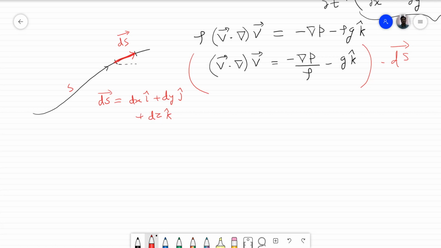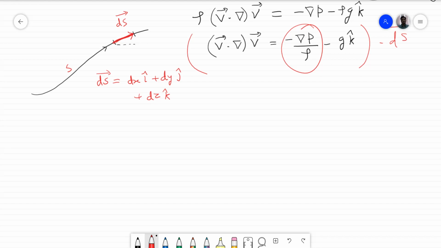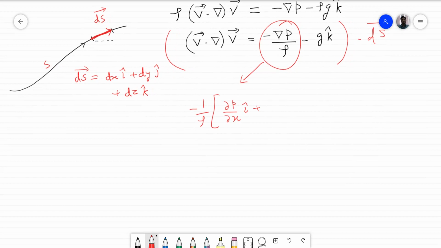What we get from here is, let us see this pressure term first, because this left hand side is a little bit complicated. Let us see what the pressure term gives us. Let us expand this. We have minus 1 by rho, dou p by dou x i cap, dou p by dou y j cap, dou p by dou z k cap.